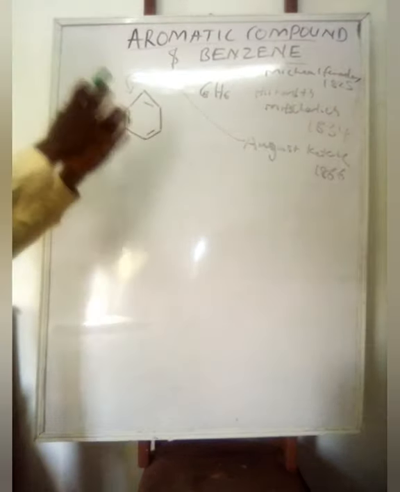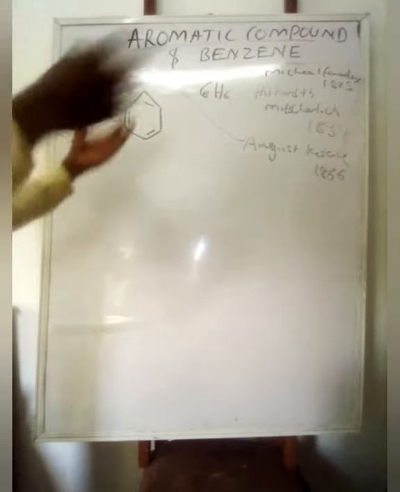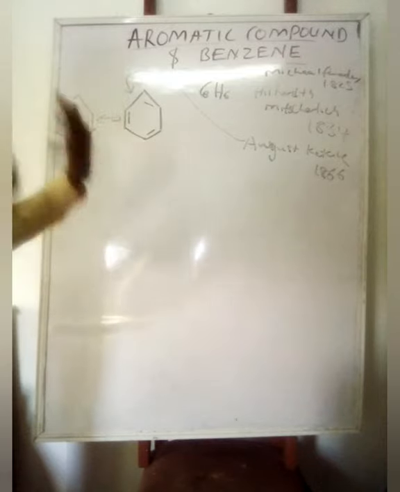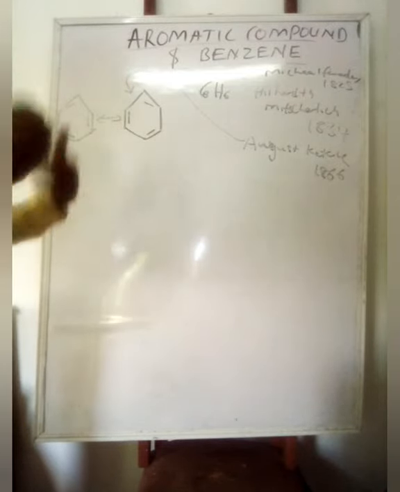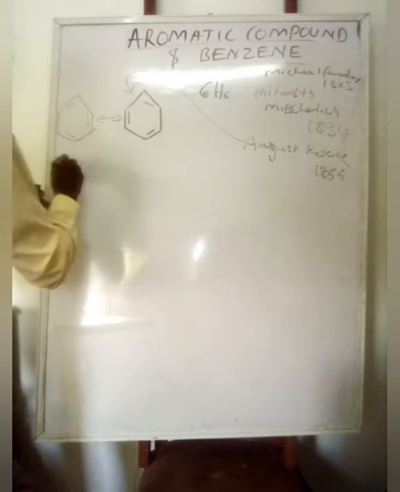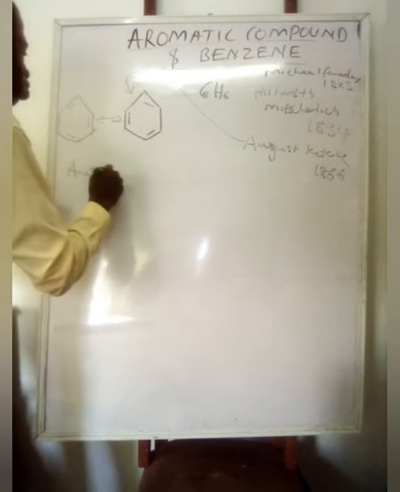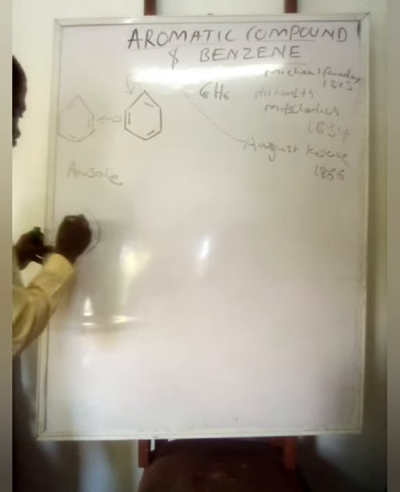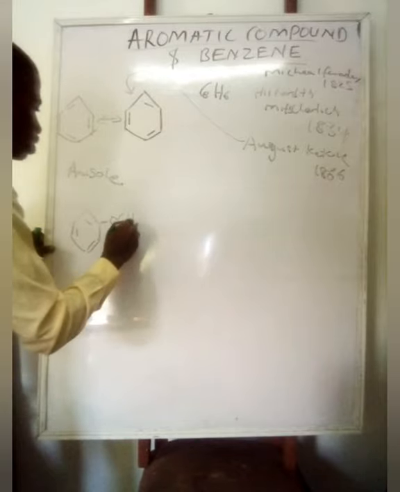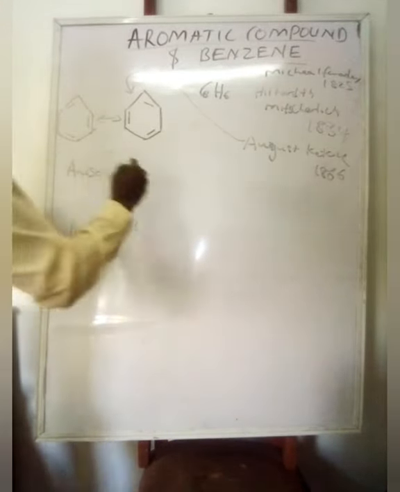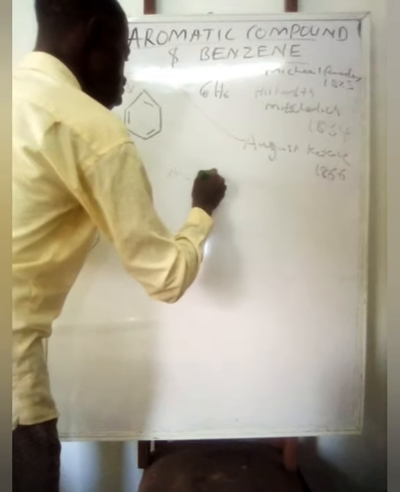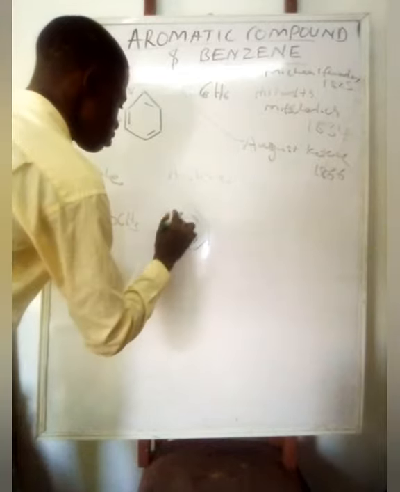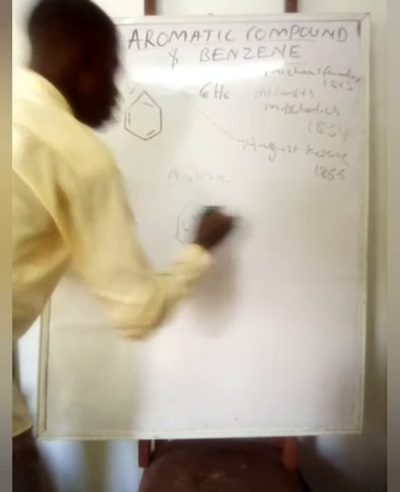Now, before we move to reactions of benzene, let's talk about monosubstituted benzene. Let's give some names of monosubstituted benzene. We have to know these, it's not a hyper nomenclature. Let me start with anisole, which has this compound: a benzene ring and OCH3. This is called anisole. We have aniline, which is a benzene ring and NH2. This is aniline.